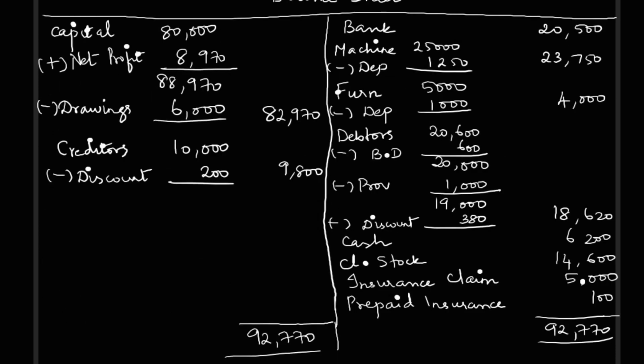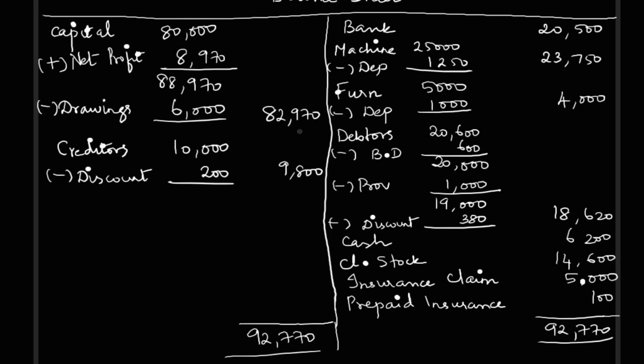Next is the balance sheet. We have the capital 80,000. You add the net profit to it and you deduct the drawings. So the final value is 82,970. Creditors is 10,000, but they have given you a provision for discount on creditors, so that is 9,800. Here bank, cash at bank 20,500. Machinery after depreciation deduction is 23,750. Furniture, again depreciation is treated. After that it is 4,000.